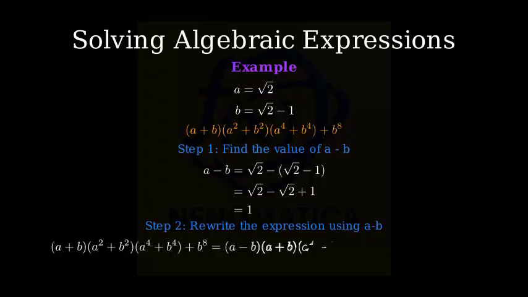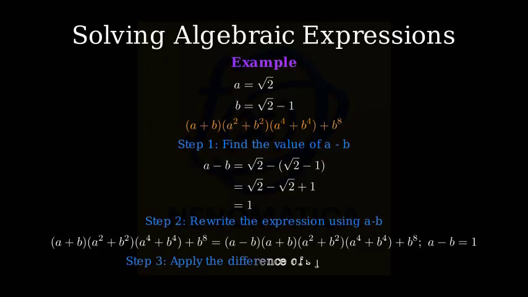Now we'll use the value of a minus b to rewrite our original expression. We can rewrite a plus b times a squared plus b squared times a to the fourth plus b to the fourth plus b to the eighth as the quantity a minus b times the quantity a plus b times the quantity a squared plus b squared times the quantity a to the fourth plus b to the fourth plus b to the eighth. Since we know a minus b equals 1, we can substitute this value.